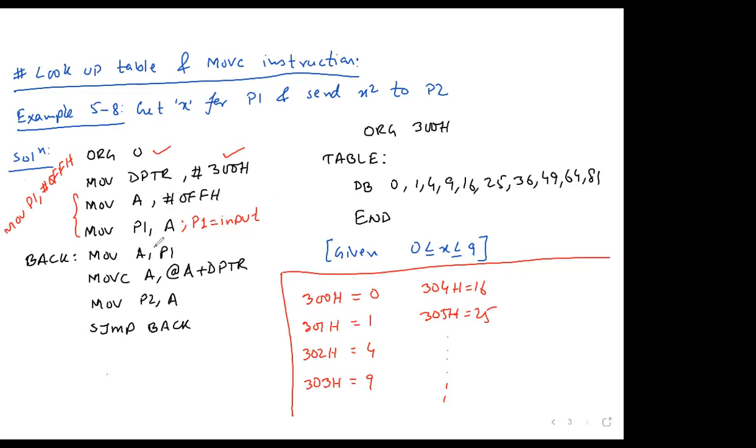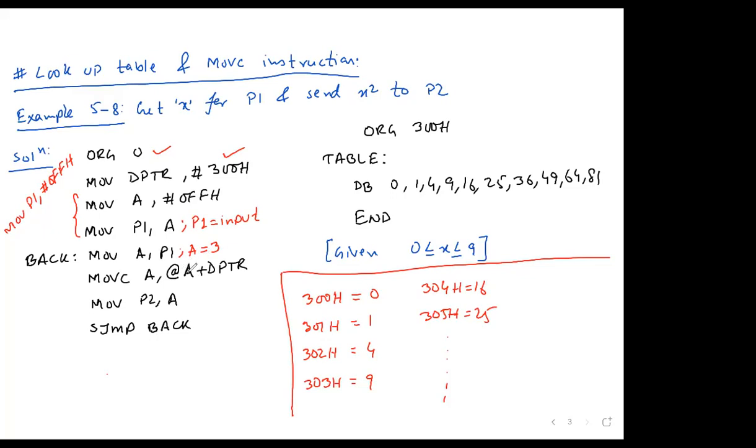Now come over here. MOV A, P1. That means from P1 you will get the value of X, and it is already given that X will be from 0 to 9. Assume from P1 you are getting, say, 3. So what is there in A? If P1 is giving 3, A will contain 3. Why 9? You are moving the exact same value from port 1 to A, right? So you will get 3.